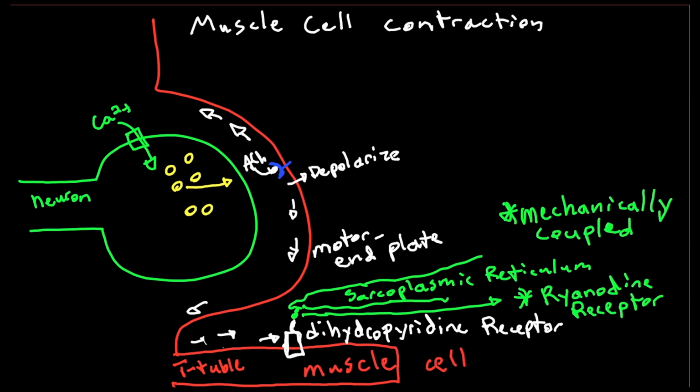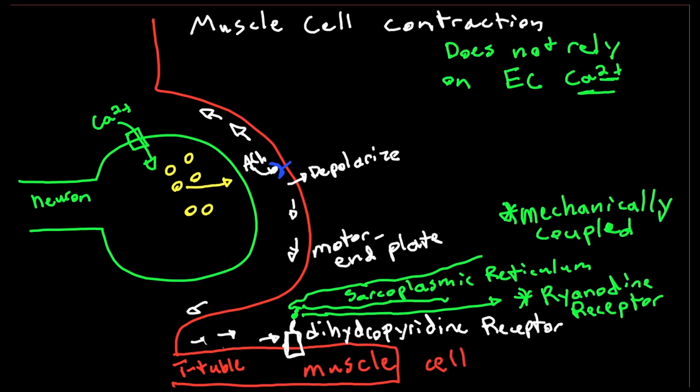So yeah, it's mechanically coupled. And that's important because it does not rely, write this down, it does not rely on extracellular calcium in order to initiate this action potential. That's important because we talked about cardiac muscle, which relies on extracellular calcium. Skeletal muscle does not rely on extracellular calcium, just for this reason that it's mechanically coupled to this ryanodine receptor.